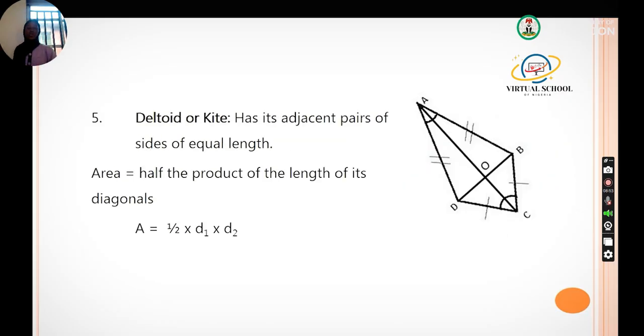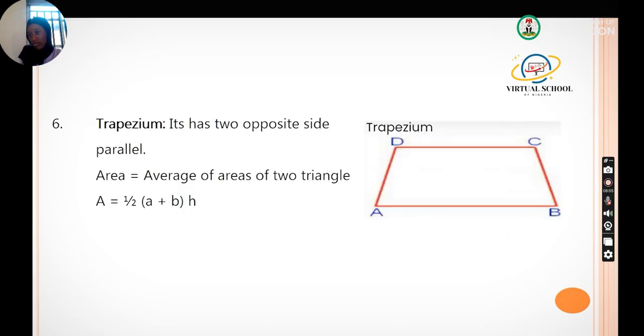Now, we move to the next slide. Trapezium. A trapezium has 2 opposite sides parallel. The opposite sides are parallel to each other. And we can get the area of a trapezium by multiplying half by the sum of the parallel sides. You add the parallel sides together, multiply it by the height, then you multiply everything by half. So 1/2 means half.